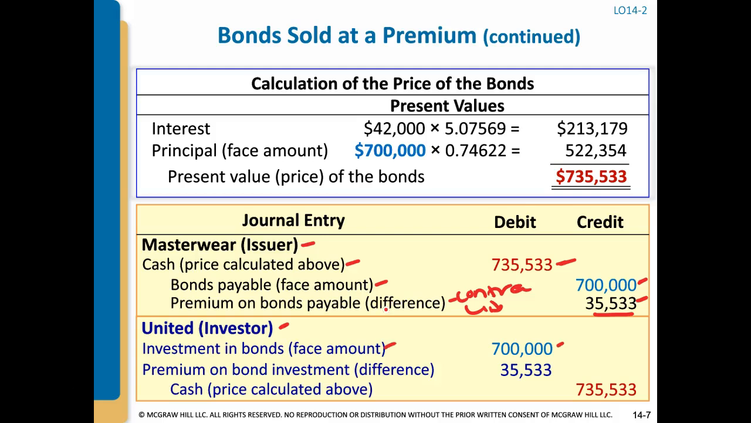The investor, the company that purchased the bond, now will have a debit to investment in bonds for the face amount of $700,000. They had to pay out more than the $700,000, so they're going to credit cash for the $735,000, and then they're going to have a contra asset account called Premium on Bond Investment, and they're going to debit that account for $35,533. This is all covered in the chapter under investments, if you want to look at that further.